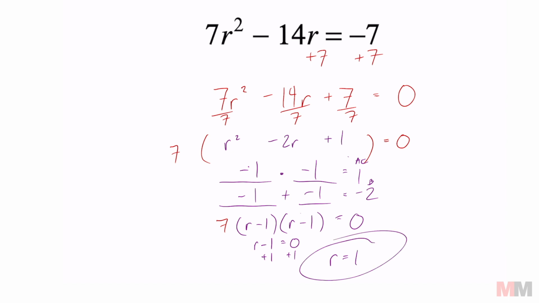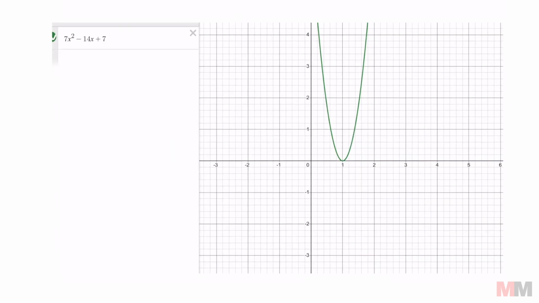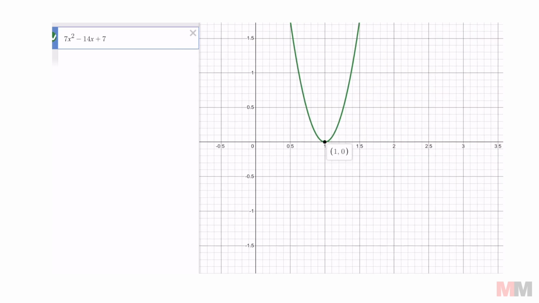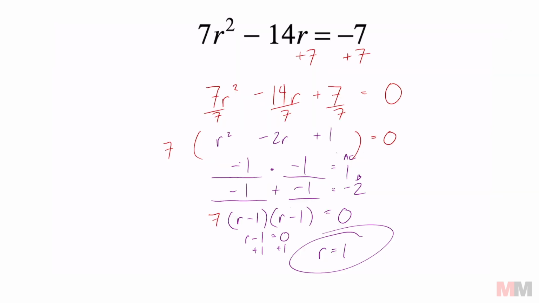If you graph this onto Desmos, just replace the r's with x's, you will see that that graph only has one root, one solution, 1, 0, which matches our answer 1. So that parabola is not always going to touch the x-axis twice. It will get harder from here, but hopefully all that made sense.